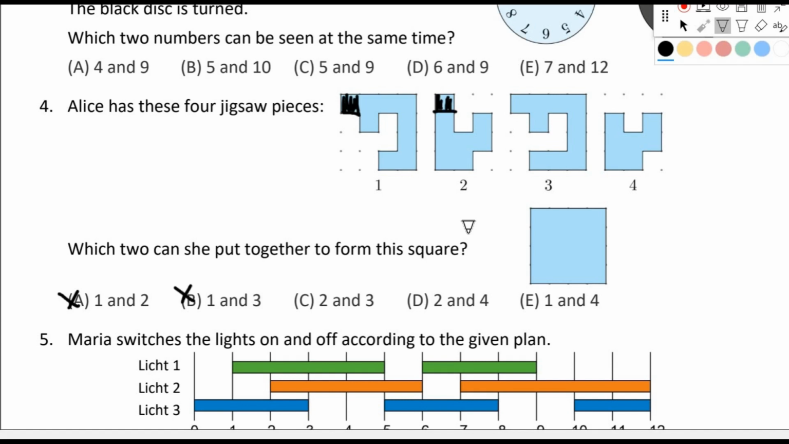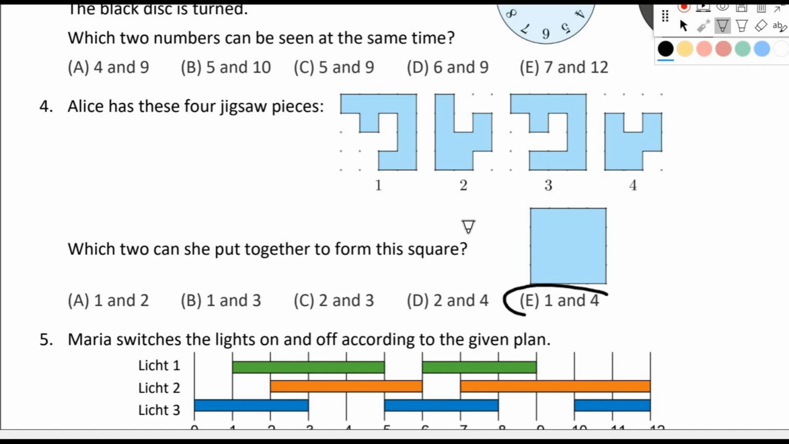2 and 3, no. Again, this is the overlapped position, not possible. 2 and 4 not possible because they look alike. Both of them will be superimposed, and there will be one extra part coming up on this. So the only option left is option E, and let's check whether option E works out or not.